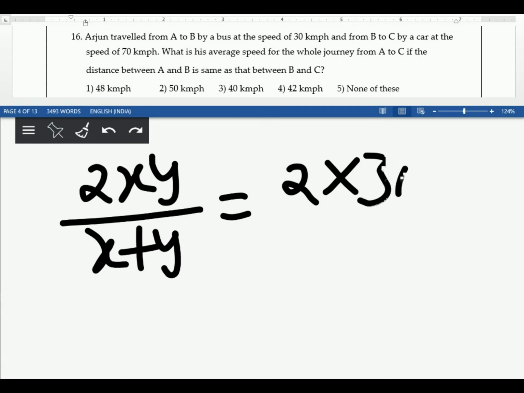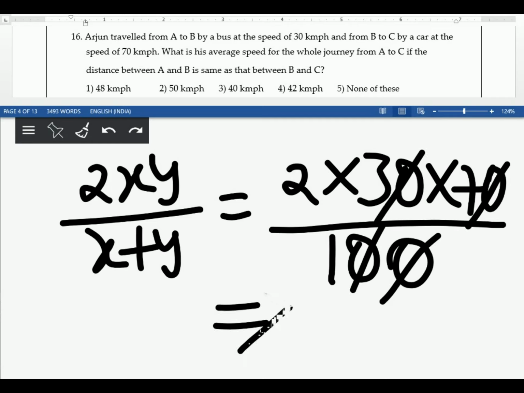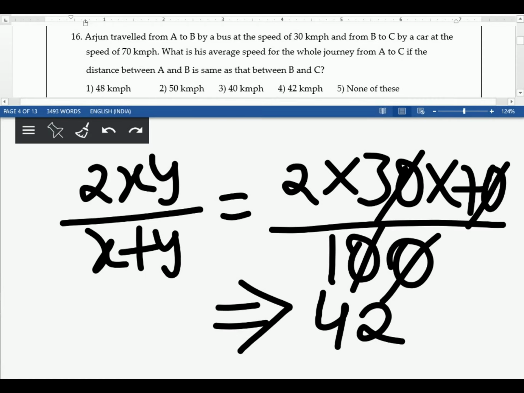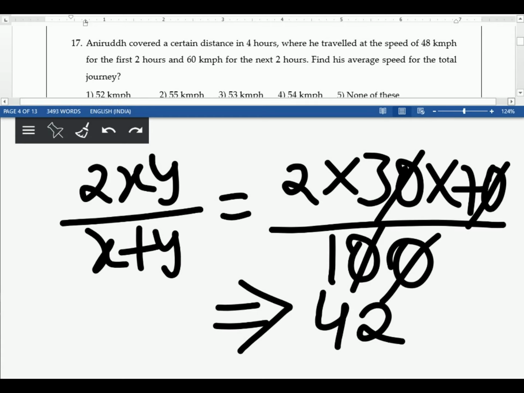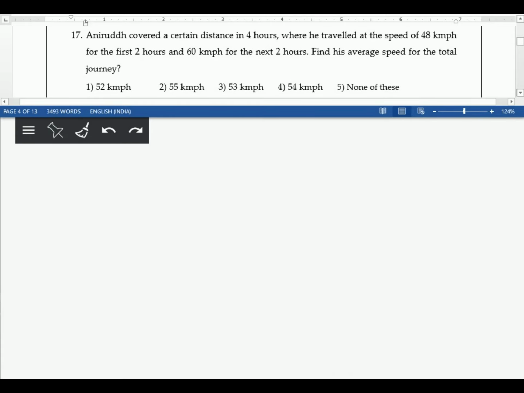that equals 2 into 30 into 70 by 100. 0, 0, 0, 0, 7, 3 is 21, 21 twos are 42. 42 kilometers per hour. Option number 4. 17th question. Anirudh covered a certain distance in 4 hours, where he travelled at a speed of 48 kilometers per hour for the first 2 hours and 60 kilometers per hour for the next 2 hours. Find his average speed of the total journey.